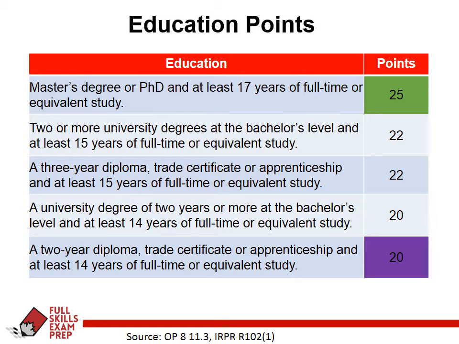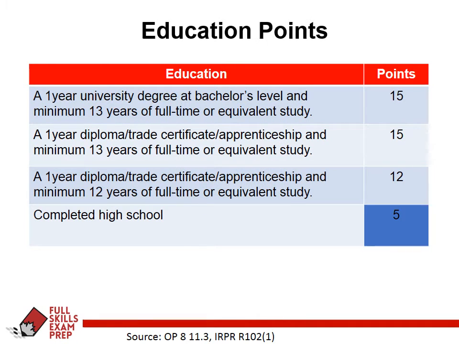So when we take a look at this in terms of points, hopefully you got these answers. So you can see with Penny, as we said, she has a master's degree, which is 25 points. Okay, with Donald, he did that 2-year apprenticeship. So that is 20 points. And finally with Roger, he completed high school. So that's 5 points.